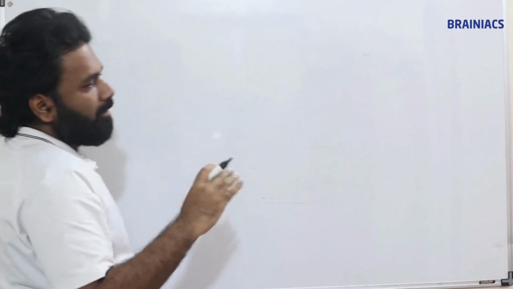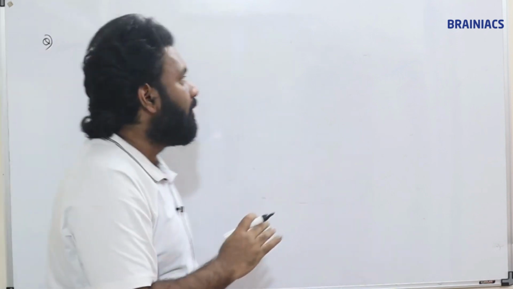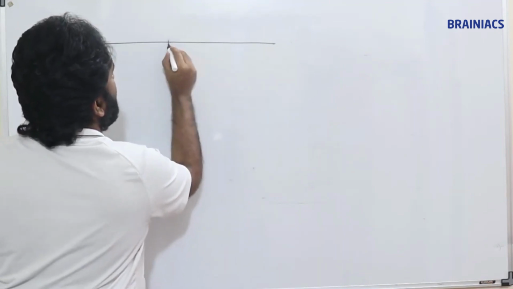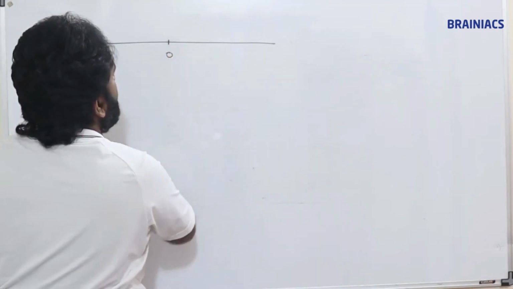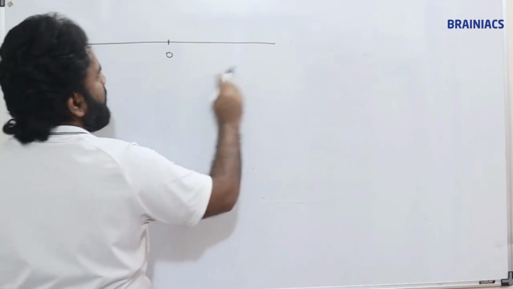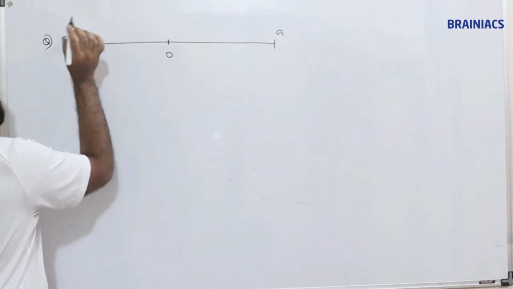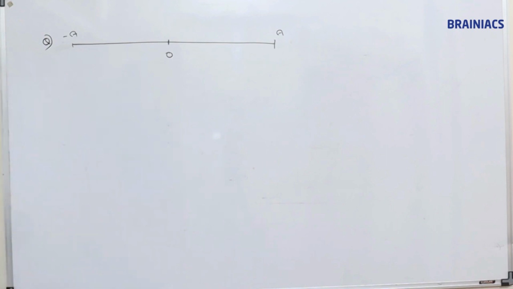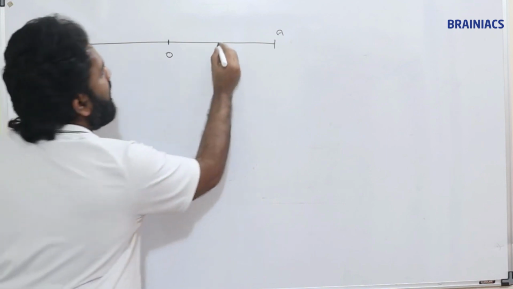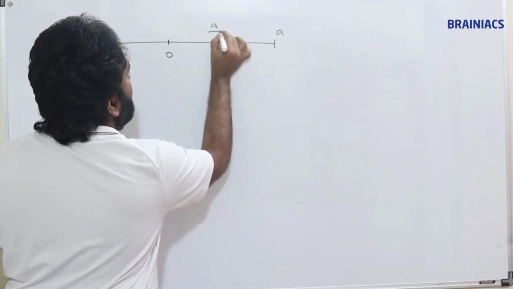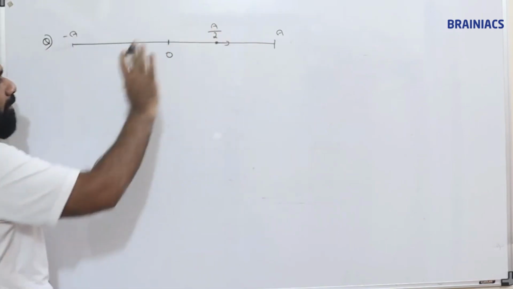So right away we will start doing problems. So this is one simple harmonic motion. Okay, this is its mean position, A, minus A. So in this SHM, the particle starts moving from A by 2. From here it is moving.